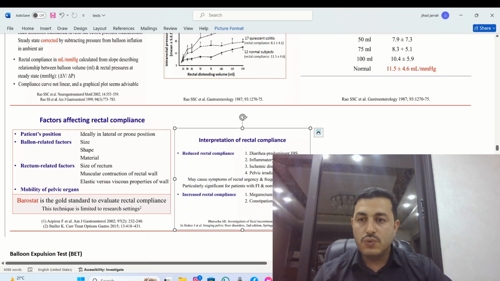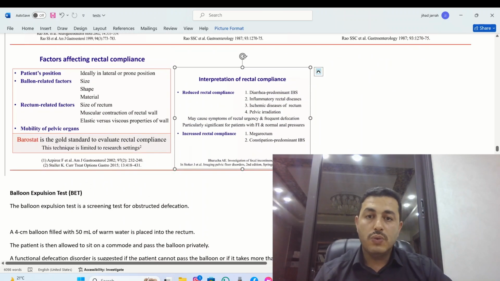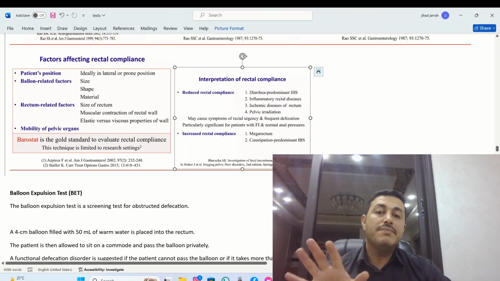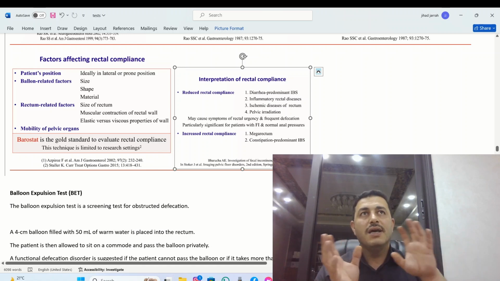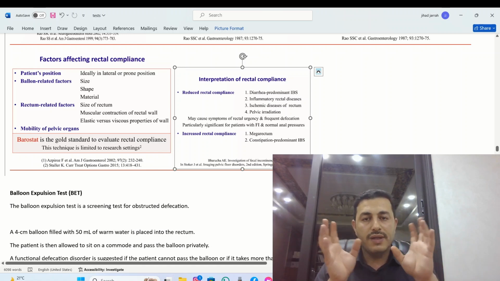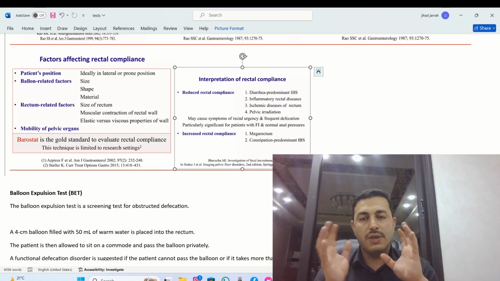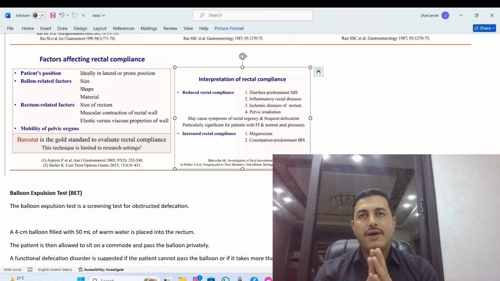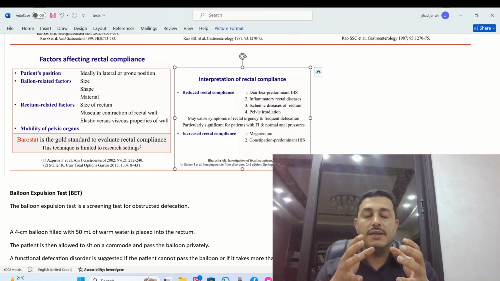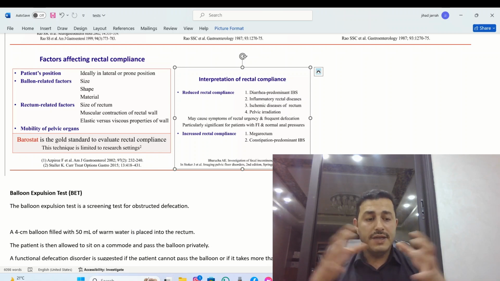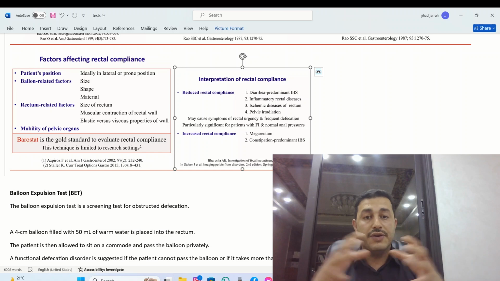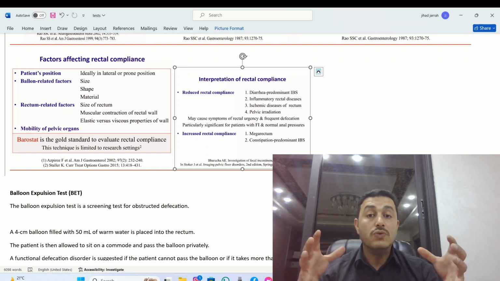Okay, what else do we have? What else do we want to add? This is also the interpretation of rectal compliance. You can think of it as we think of sensitivity, hypo- and hypersensitivity. For example, reduced rectal compliance means the rectum is not distended well.